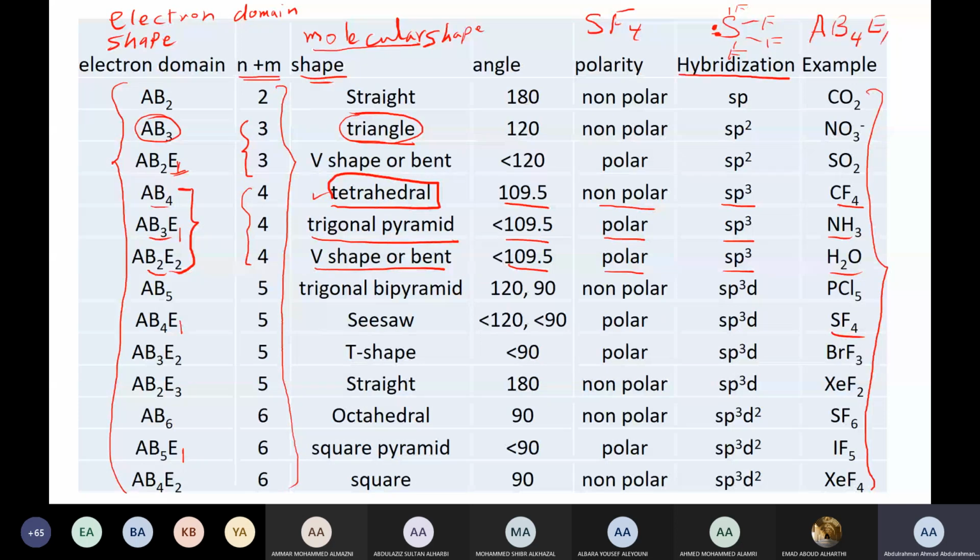If it's AB4E1, what does that mean? It is seesaw. No, that's the molecular shape. If I ask you what's the electron domain shape, what's the answer? Trigonal bipyramid, not trigonal pyramid. That's the electron domain shape. If I ask you what's the molecular shape, what are you going to say? Seesaw. That's the molecular shape, not the electron domain shape.